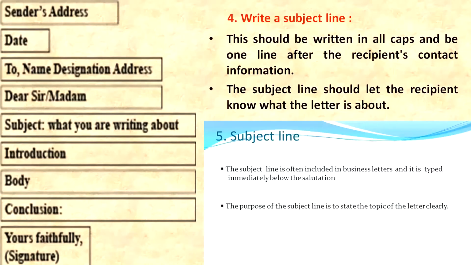The subject line is often an important part of the formal letter, which we do not find in an informal letter. This subject line is usually written exactly below the salutation. The subject line should tell the recipient what the letter is about. So, the purpose of this subject line is to state the topic or the main reason for which the letter has been written.